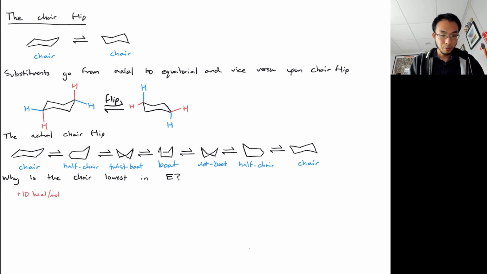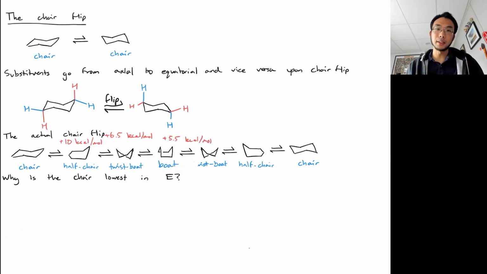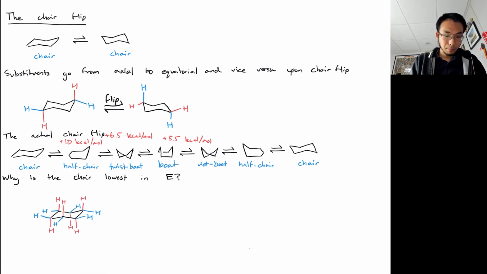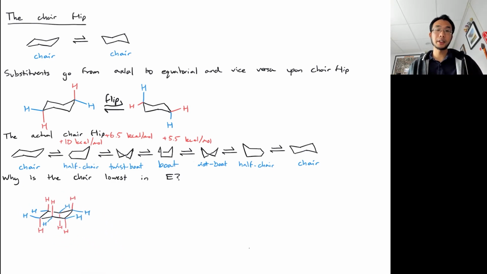So if we're looking at this, what we find is that the half chair is 10 kilocalories per mole higher in energy. The twist boat is 6.5 kilocalories per mole higher in energy. So it doesn't quite fit there. And the boat is 5.5 kilocalories per mole higher in energy than the chair form. Right? So that tells us that cyclohexane would be very appropriate to draw in chair form. That's definitely how the molecule will be found the vast majority of the time. So I'm going to bring up my cyclohexane here, and it'll actually help to draw cyclohexane in Newman projection form.